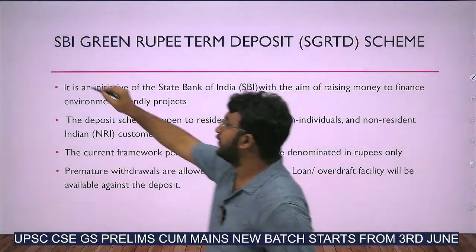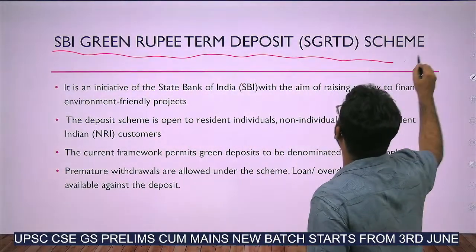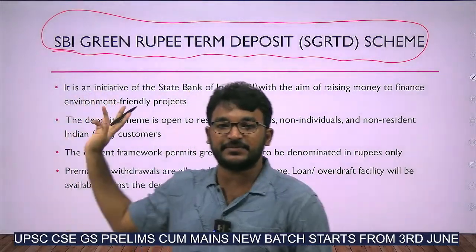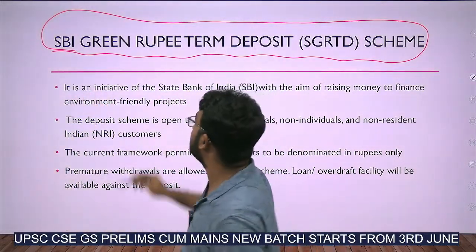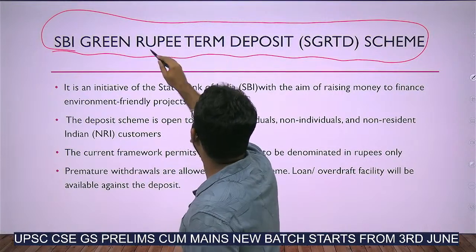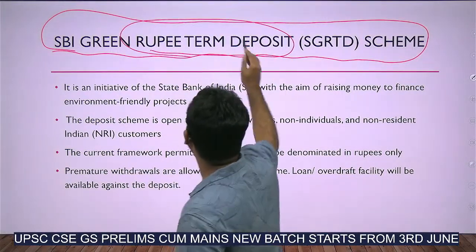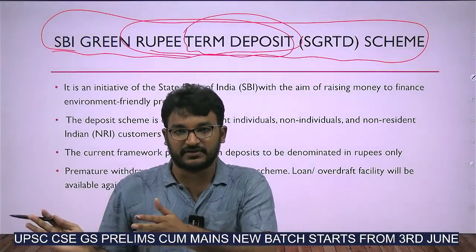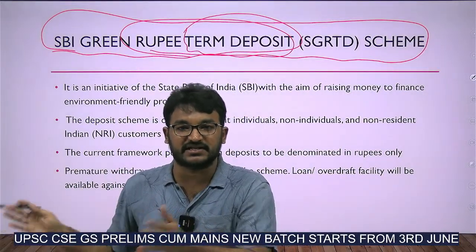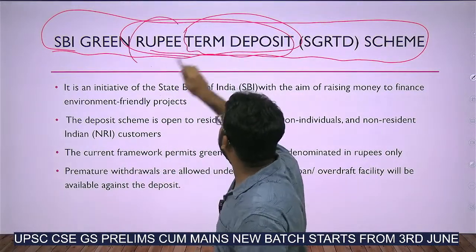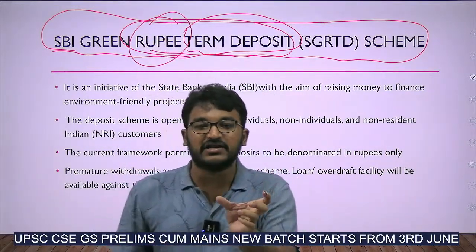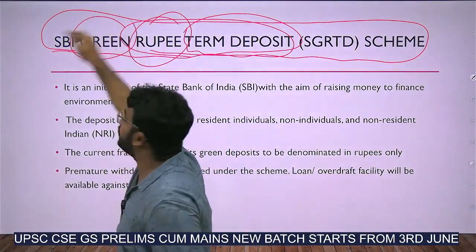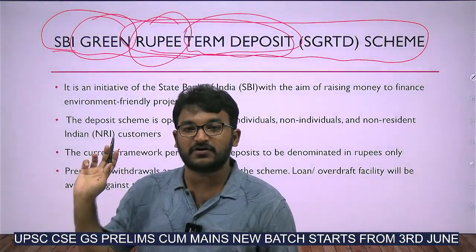Next, SBI Green Rupee Term Deposit Scheme. What is this? The name itself says the answer actually. Rupee term deposit. Term deposit means there is some time period, 3 years, 5 years, 10 years, like that. Rupee term deposit means the value is denominated in rupees. Green rupee. What does this mean?